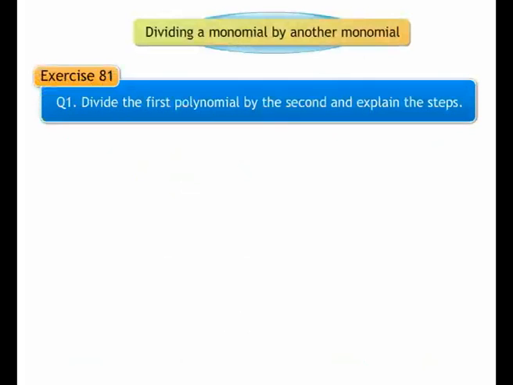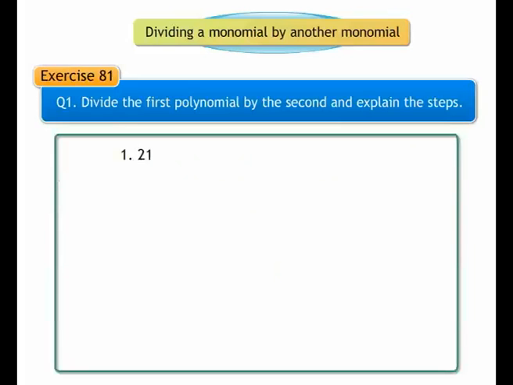Let us see some more examples of division of a monomial by another monomial by solving exercise 81. Question 1. Divide the first polynomial by the second and explain the steps. 1. 21b, 7. This means to divide 21b by 7.